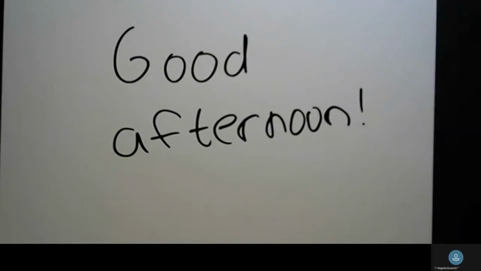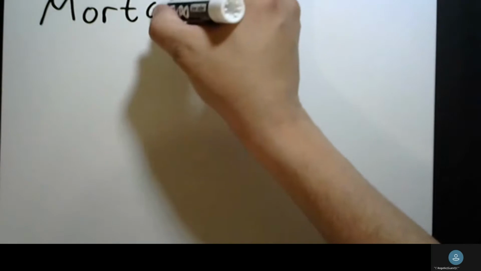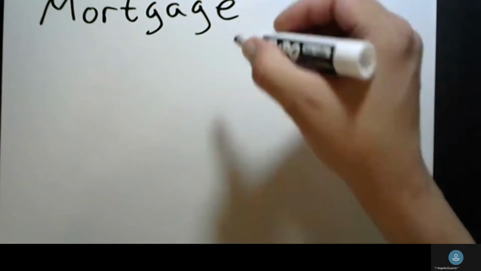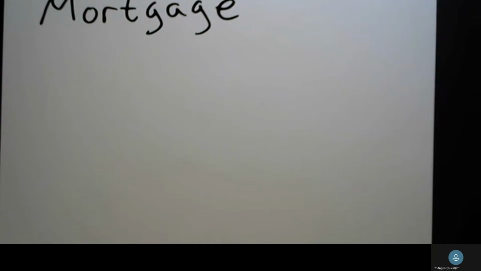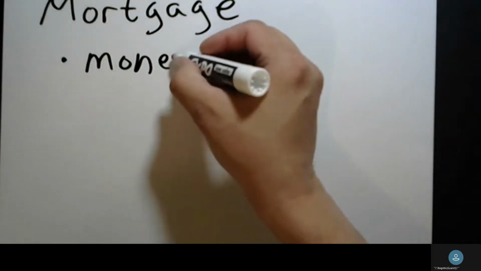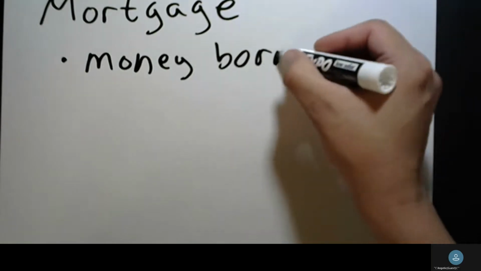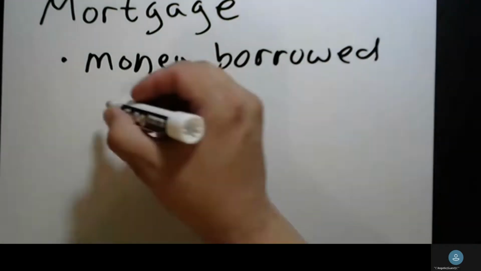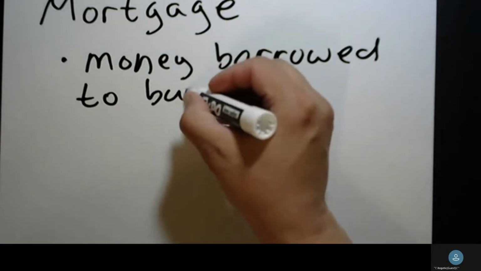Of chapter 11, 11.5, and it's really kind of an application section where we're looking at applying some of these formulas to home ownership. So first off, we need to talk about what mortgages are. And basically, it's the amount of money borrowed to buy real estate.